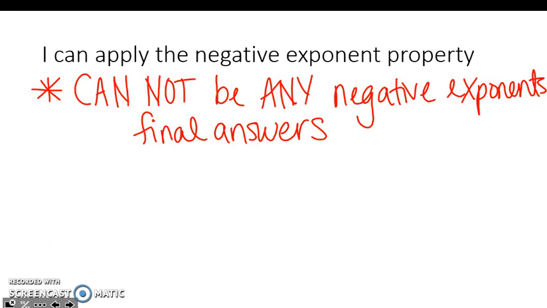One way to think about it is we don't like negative people. Nobody should like negative people. So we have to get rid of all those negative exponents and turn them all positive. So we're going to turn all the negative exponents into positive exponents. Okay?